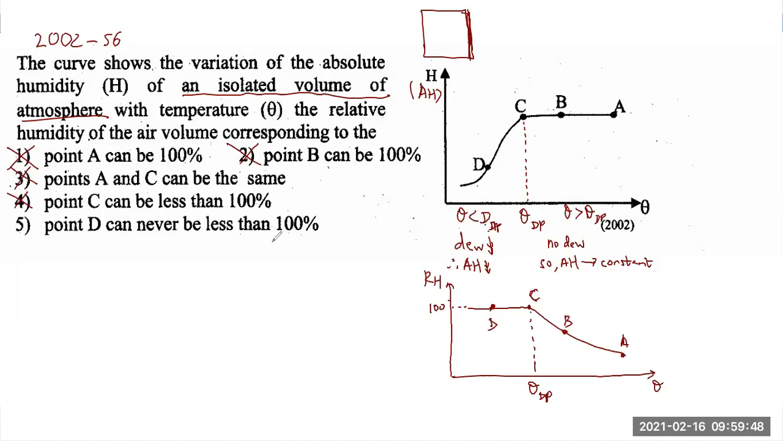Point D can never be less than 100. No, it can't be less than 100 because the temperature is less than dew point. This is an isolated air sample. So when the temperature is less than dew point, the air is saturated. Therefore, RH has to be 100. So the answer is fifth for this question.